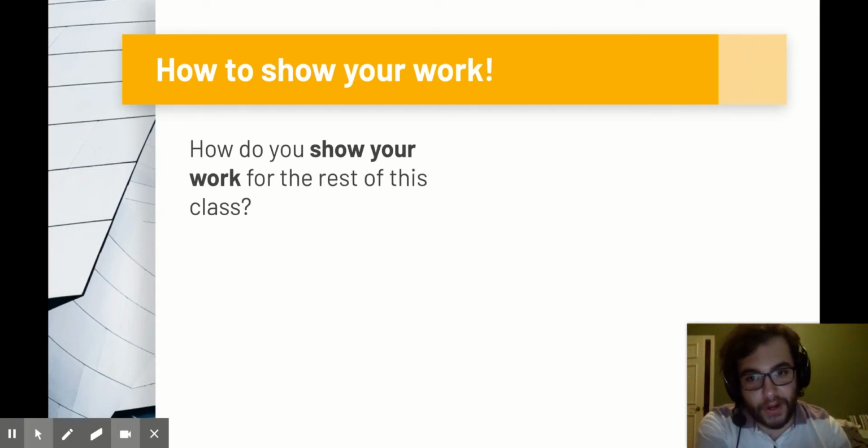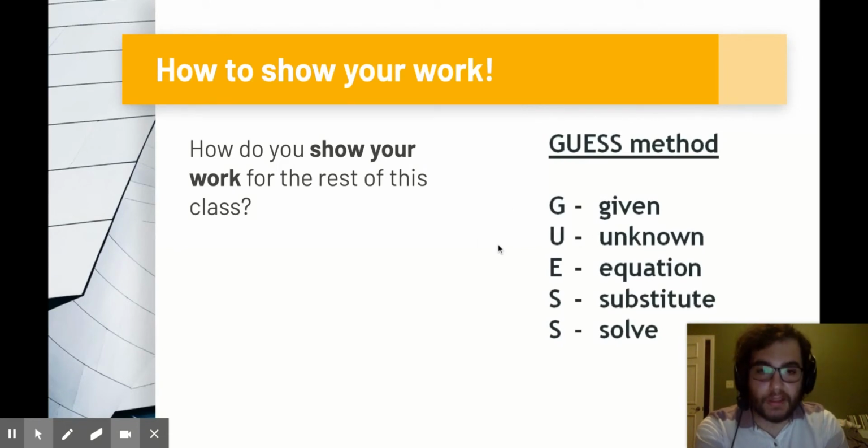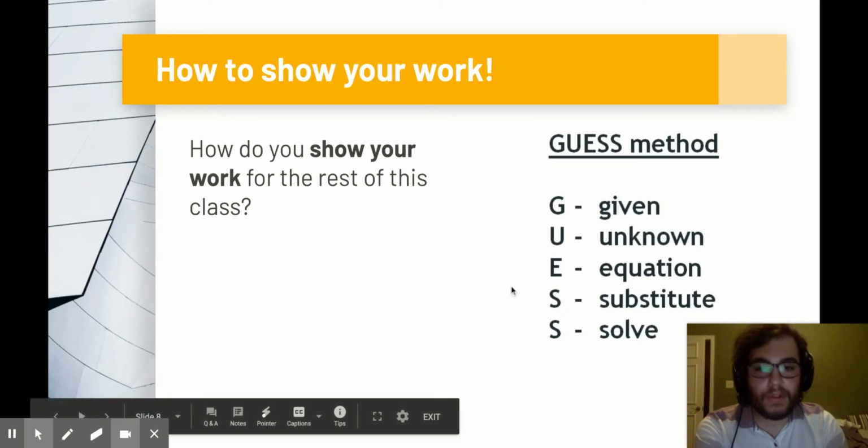Okay, one of the single most important things in this class is how to show your work. And we have a little method for you to follow. It is called the GUESS method. What this means is we are given certain values and we look for the unknowns. Then, once we know the given and the unknowns, we look at our equation chart, which I will have posted on the resources tab in our Google Classroom. We can find an equation that uses everything that we have and then substitute and solve by plugging in numbers.